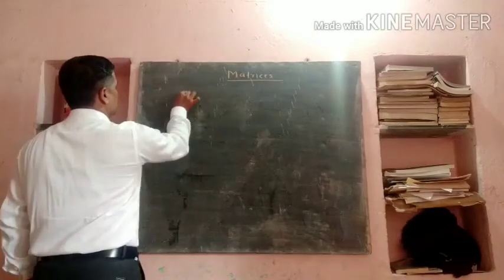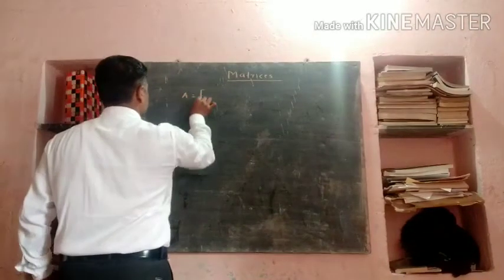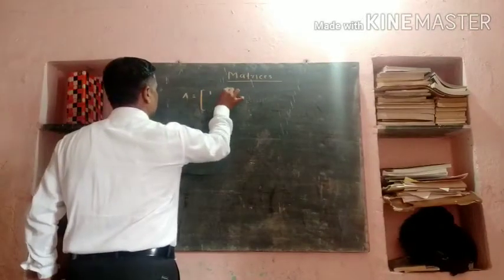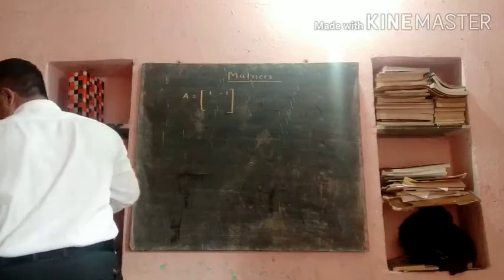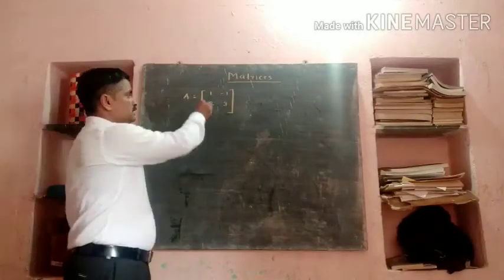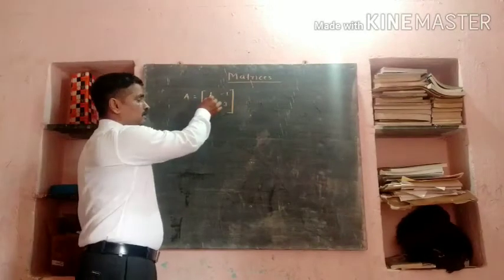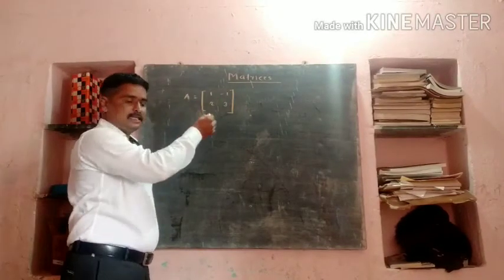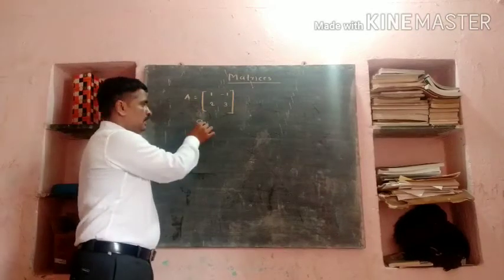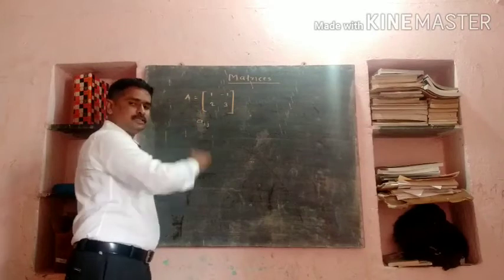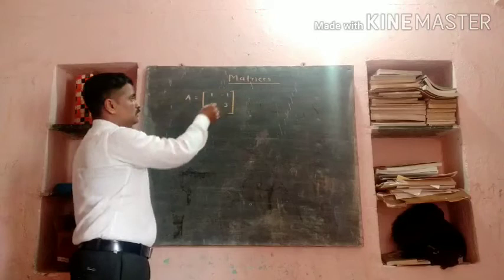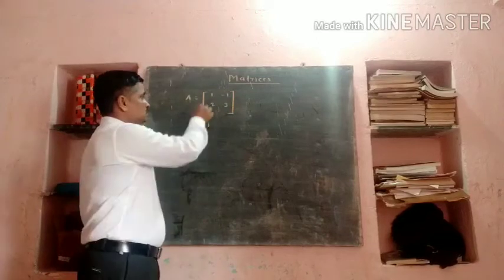Consider A as the matrix with elements 1, minus 1, 2 and 3. We have the position of each number, that is A suffix ij, where the suffix denotes the row and column position. So we have an idea about this from last year.